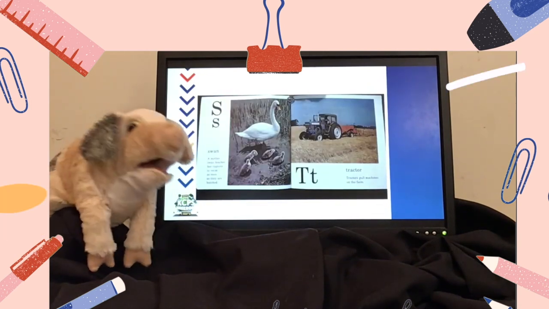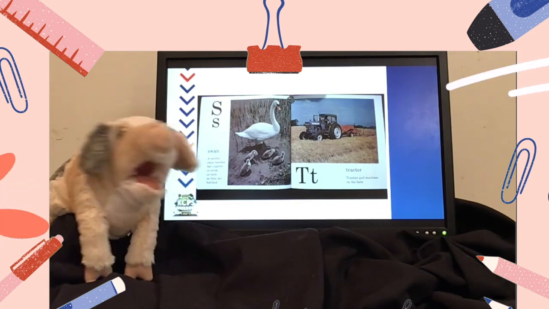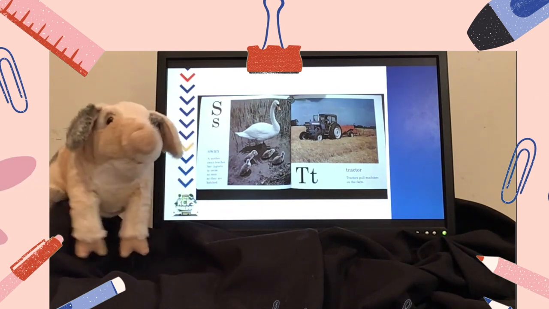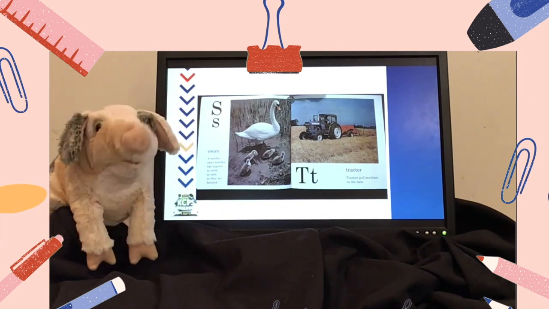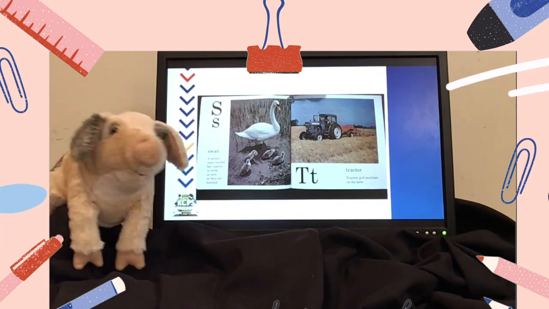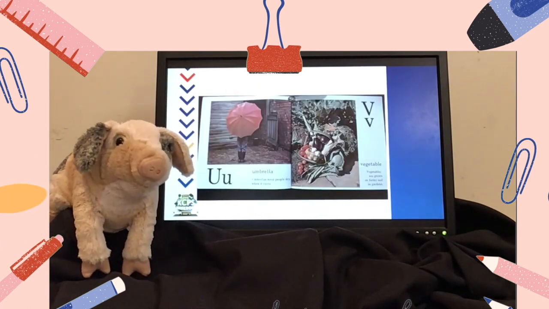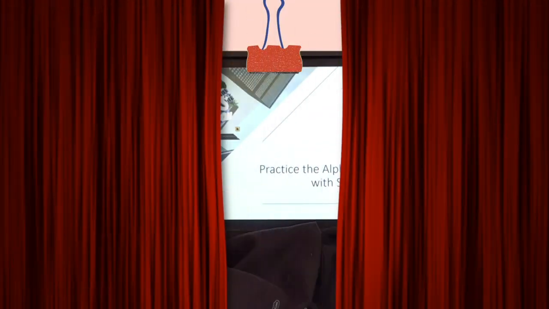S says S for swan. A mother swan teaches her cygnets to swim as soon as they are hatched. T says T for tractor. A tractor pulls machines on the farm. U says U for umbrella.